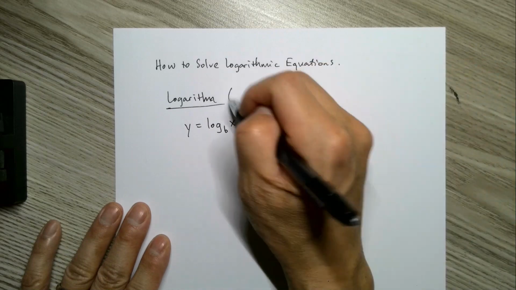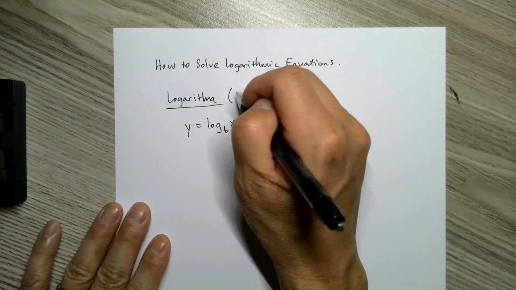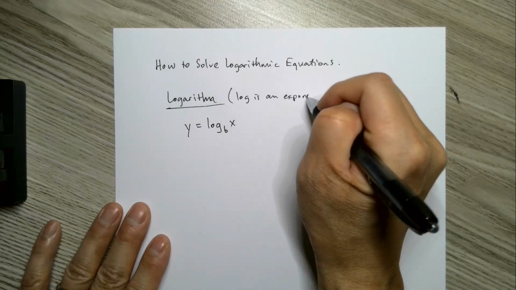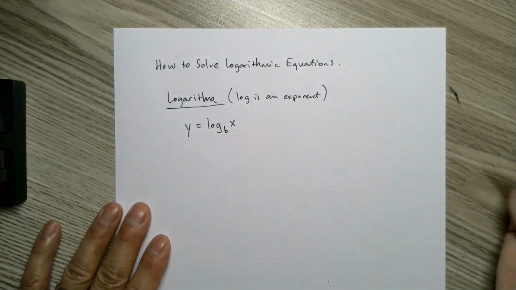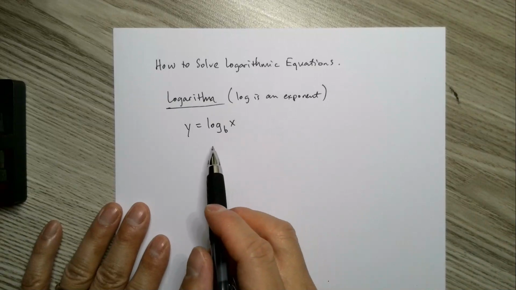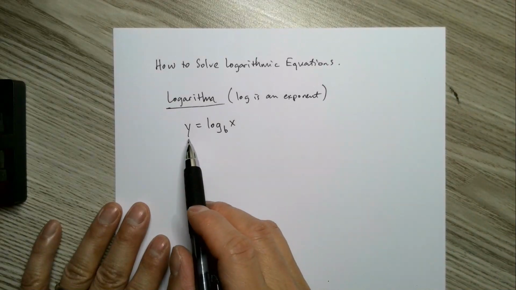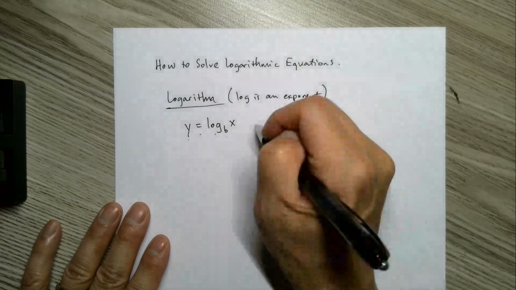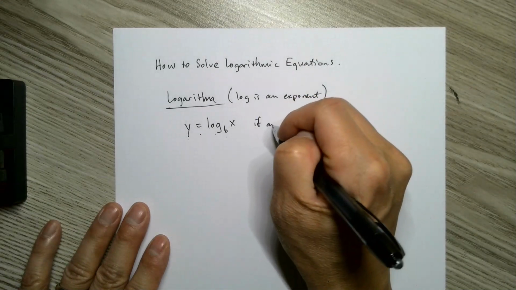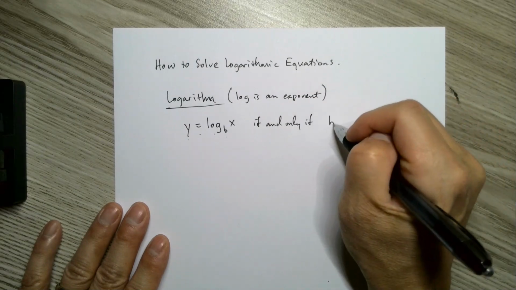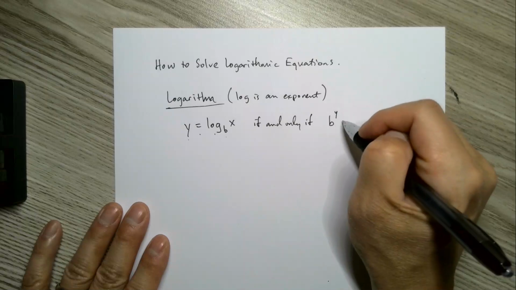So I'm going to put in parentheses here next to logarithm that a log is an exponent. So when I say logarithm or say log, just think it's an exponent. It's an exponent. So here's the definition of log. We would say that y is the log base b of x if and only if b to the y equals x.